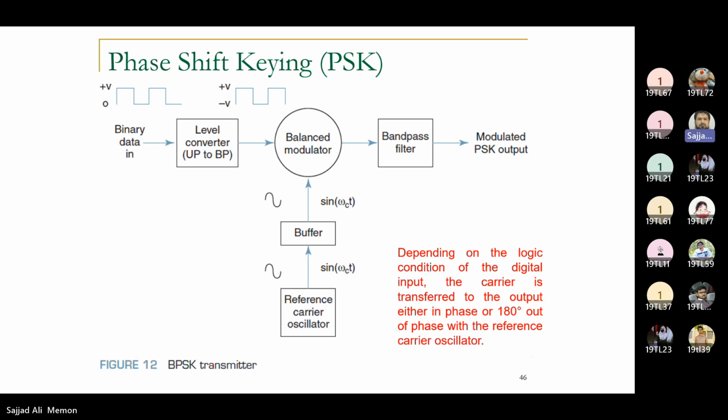PSK filter. So depending on the logic condition of the digital input, the carrier is transferred to the output either in phase or 180 degrees out of phase with the reference carrier oscillator. See, it is either plus sin omega ct, meaning it is in phase with the reference oscillator, or minus sin omega ct, meaning it is 180 degrees out of phase with respect to the reference oscillator.